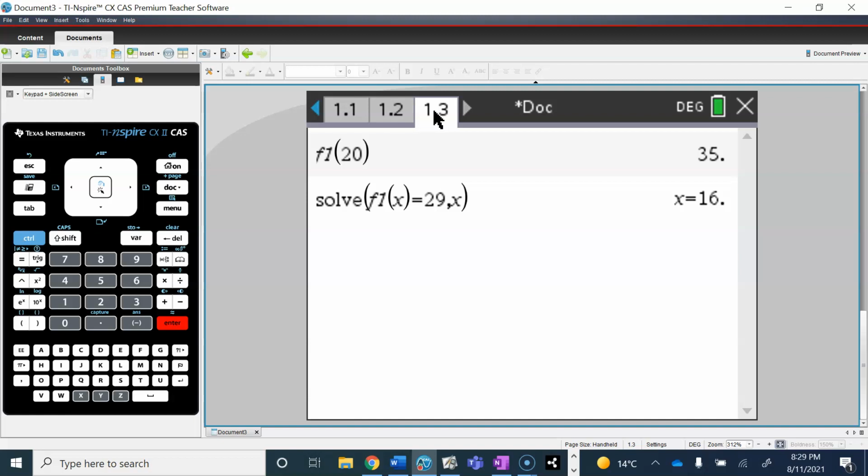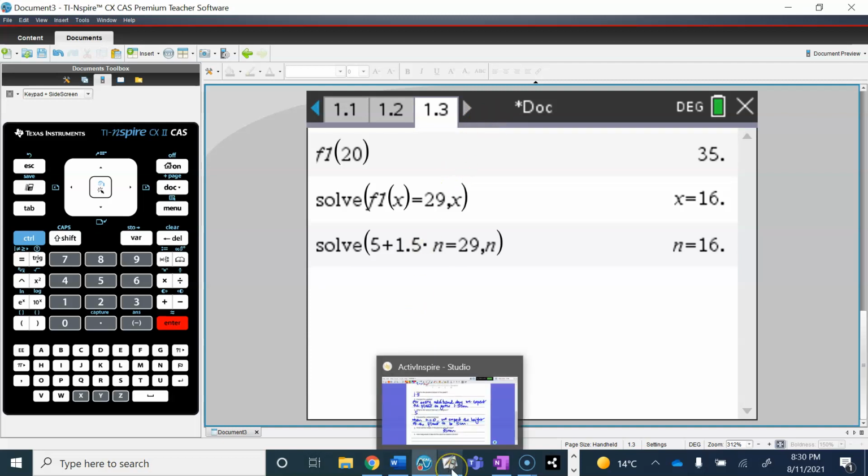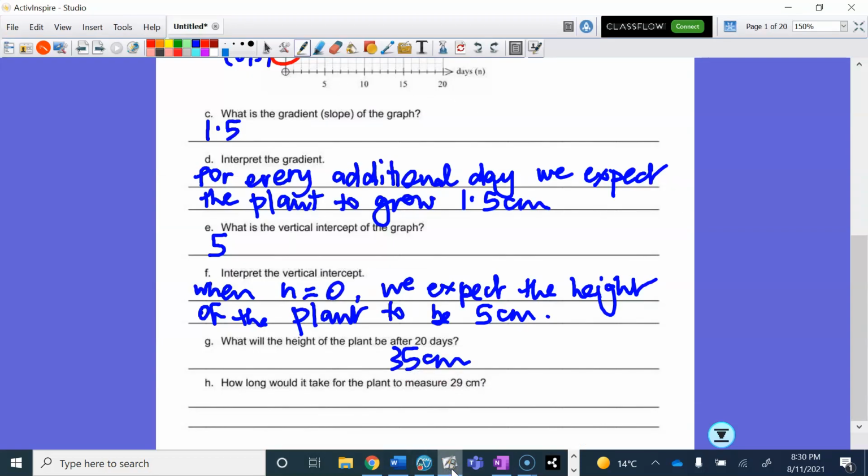If you're not a fan of the function notation, but you still want to use the calculator page and use solve, you can type in the whole rule there and go solve 5 plus 1.5n, if you want to use n, equals 29, comma n. And it will tell me the number has to be 16 to make that rule work. So there are lots of different ways you can use the calculator to get to the same answer. We've done it 3 different ways there, and you can see 16 days to get to 29 centimetres. So we can pop that in there also.